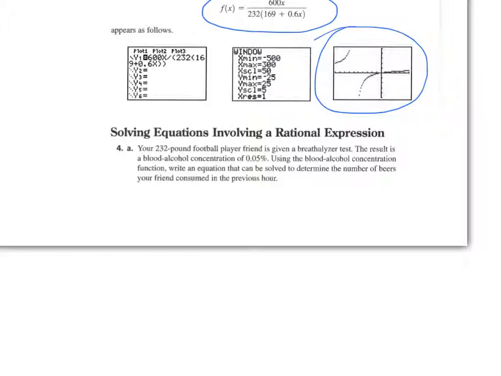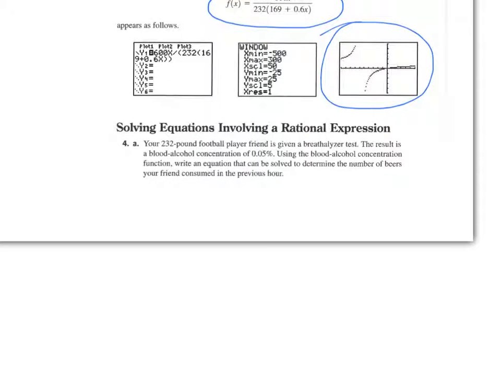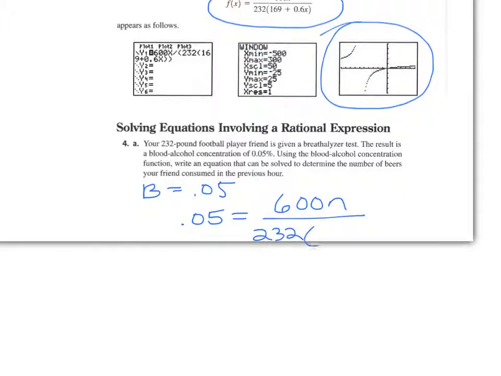Now our goal is, a 232-pound football player is given a breathalyzer test. The result is 0.05. And we're going to try to backtrack and figure out how many beers he consumed in that previous hour. So we're given a B value of 0.05. I'm going to plug that in. And if you start to look at this, this is where we're going to start solving these kinds of equations. Because now I'm solving for n, not plugging in an n and getting out a B. So that's our goal. We want to be able to solve something like that.